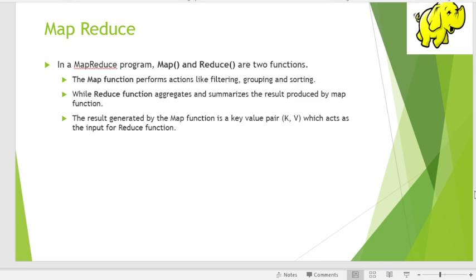So in a MapReduce program, there are two functions, map and reduce. The map function performs actions like filtering, grouping and sorting of data, while the reduce function aggregates and summarizes the result produced by the map function. The result generated by the map function is in the form of key value pairs, which act as input for the reduce function.